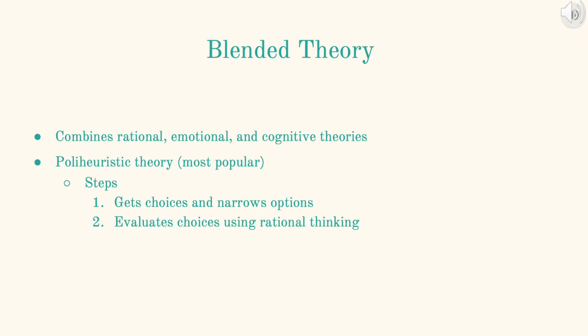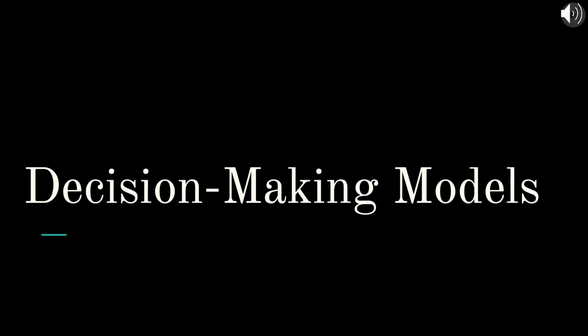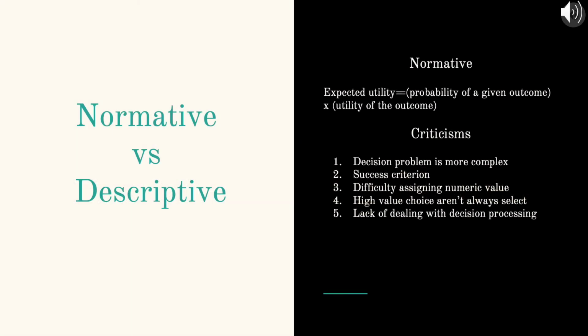Since we know about the theories of decision making between individualistic and collectivistic cultures, let's discuss the current models on this topic. Von Neumann and Morgenstern introduced expected utility as a normative model. Expected utility equals the probability of a given outcome times the utility of the outcome.